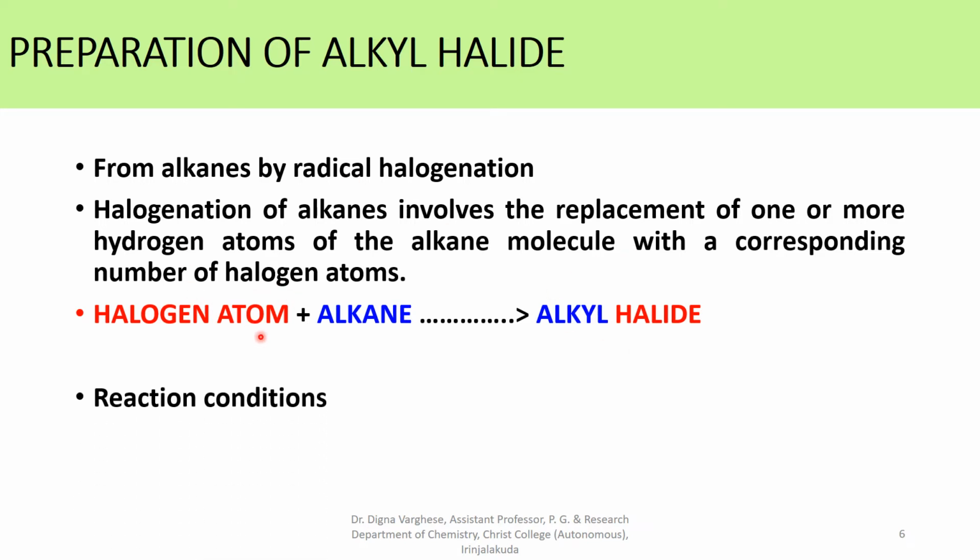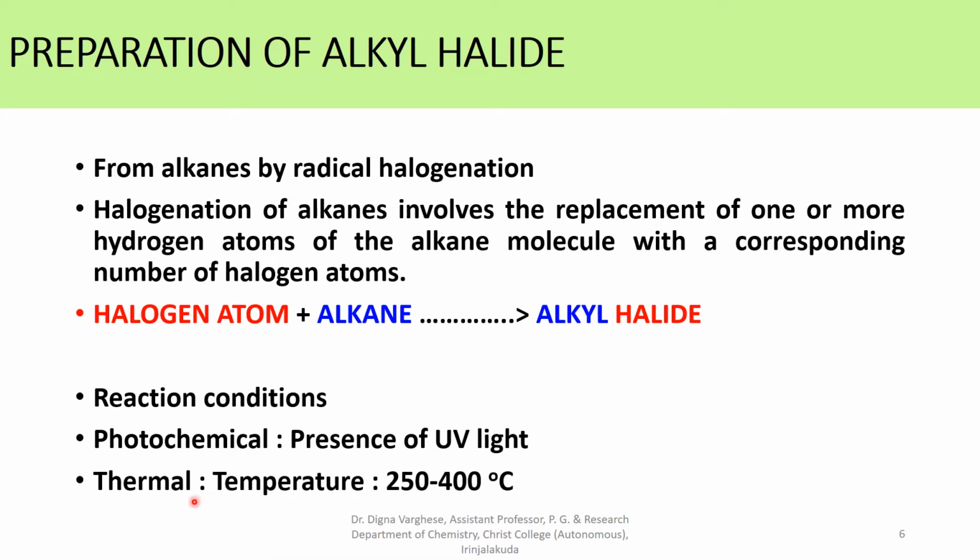The reaction conditions: this reaction takes place in two ways. The first one is the photochemical way, that means in the presence of UV light. Another method is the thermal method, that is, the halogen plus alkane reaction undergoes at high temperature in the range 250 to 400 degrees Celsius, forming alkyl halide.